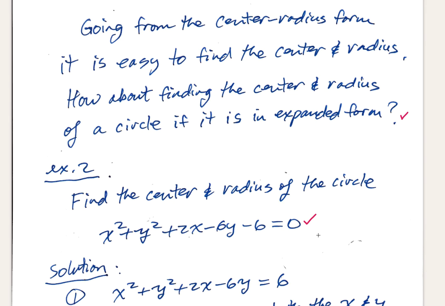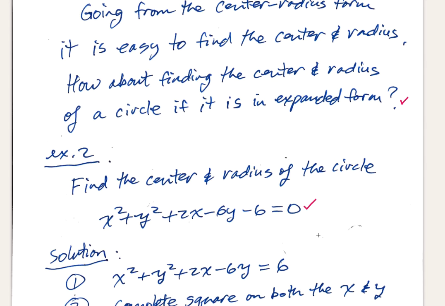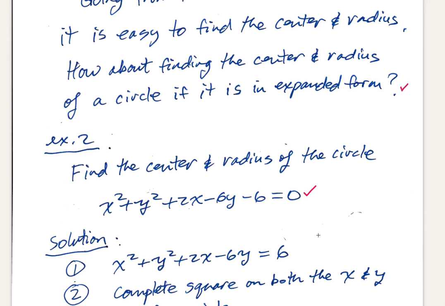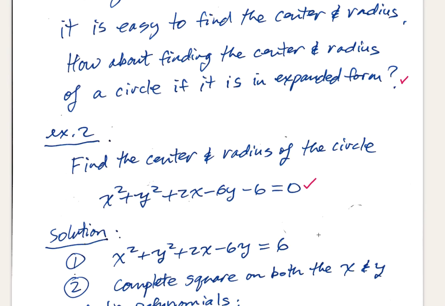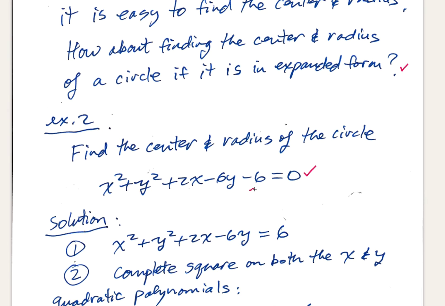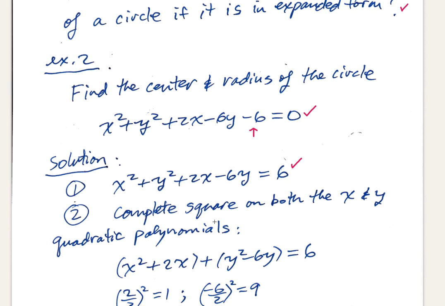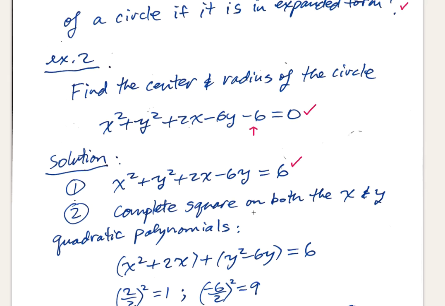Here's what I'm going to do, though. We're going to use completing the square on both the x terms and the y terms. This is going to be kind of like what we did when we were solving quadratic equations. We see we've got the constant term negative 6 over on the left-hand side. So the first thing I'm going to do here is add 6 on both sides. So all I have is x terms and y terms over on the left-hand side and a constant term over on the right-hand side of the equality. And here's where I complete the square on both the x and y quadratic polynomials.